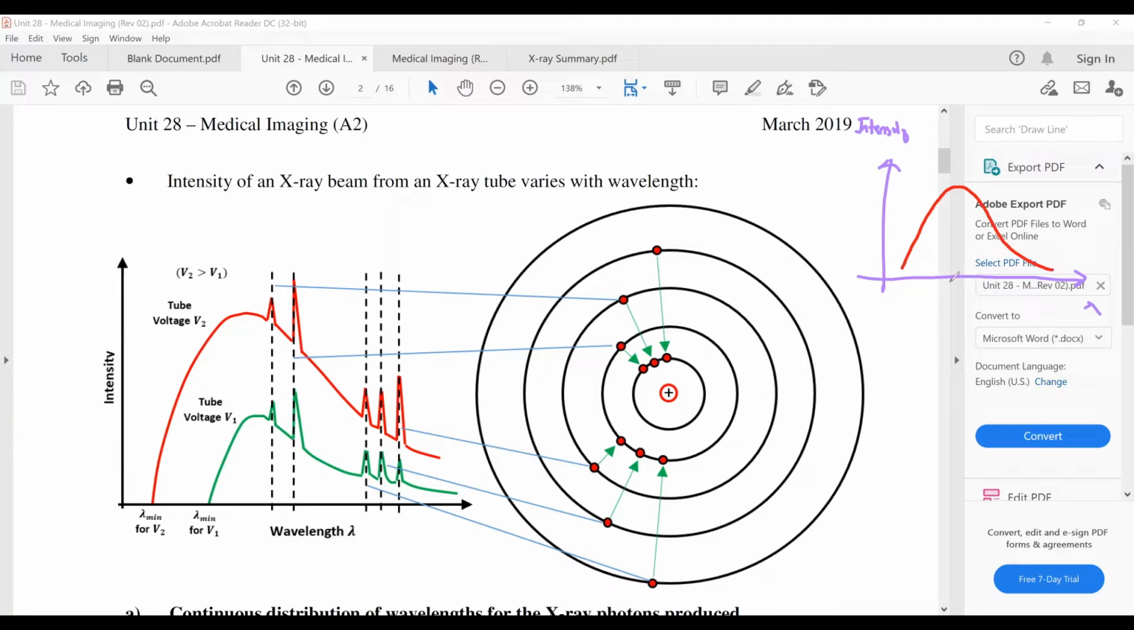Okay? So this one here is like this. You get a shape like this. Now, this intensity here can be thought of as representing the number of photons. Because when I told you I is equal to n times E over T times A, I can be thought of as representing the number of X-ray photons you produce.